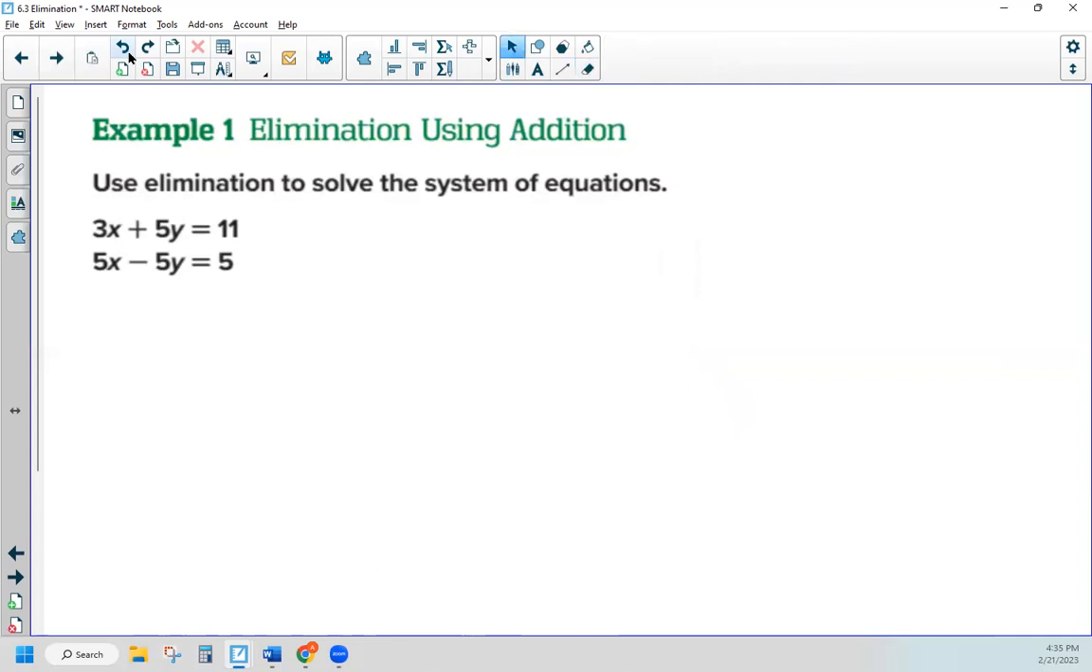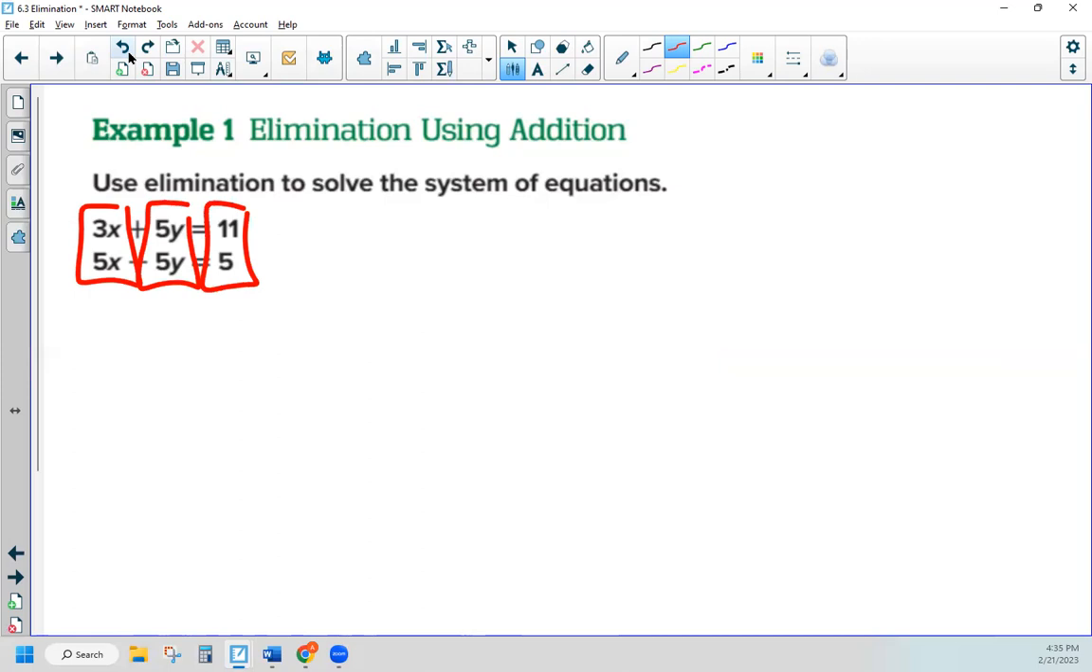So I am going to go ahead and tell you exactly what I would do with this and explain my reasoning behind it. Now, the first thing I want to do is make sure that my variables are lined up. Are these my x's? Yes, they are. Are these my y's? Yes, they are. Are these my constants? Yes, they are. Everything's lined up, so I'm ready for step number 2.